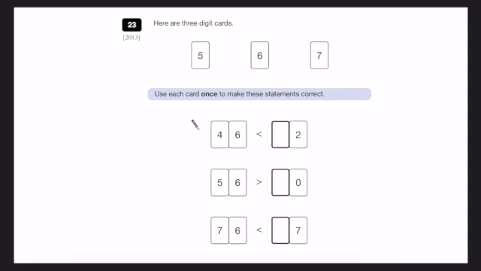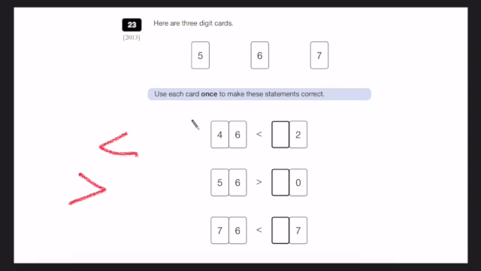Here are 3 digit cards, 5, 6 and 7. Use each card once to make the statements correct. Now remember, the crocodile eats the bigger number. Have a think about this, press pause, and then we'll do it together.